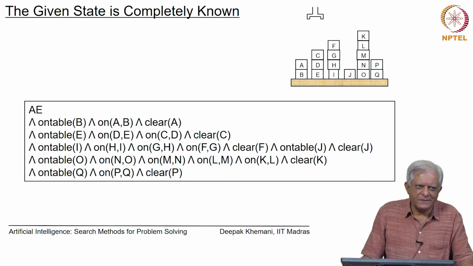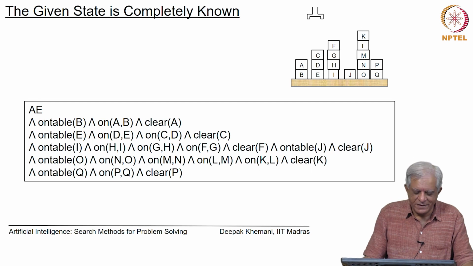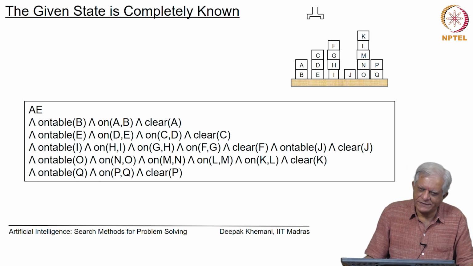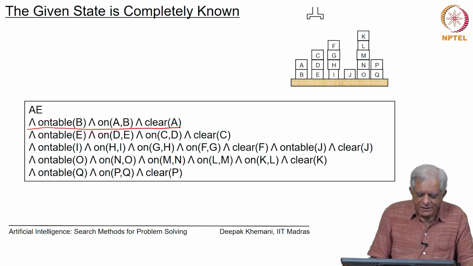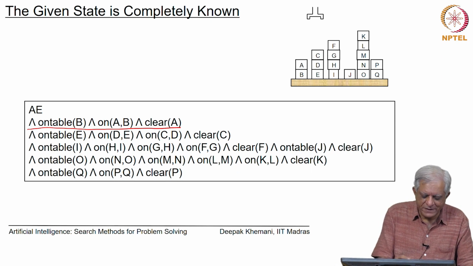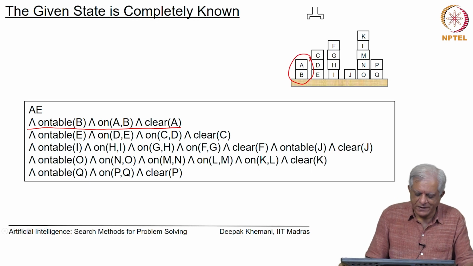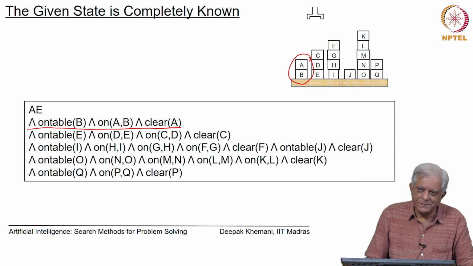The given state is of course completely known. So, the given state that is shown here pictorially on the top right is shown in the box as a set of statements in which all the predicates describe the state. So, on table B says B is on the table, then on A B says that A is on B. I am reading the first line here, and clear A says that A is clear. So, these three statements, on table B, on A B, clear A, are describing this part of the domain. Likewise, other statements describe other parts of the state, and we have a complete description of the state.